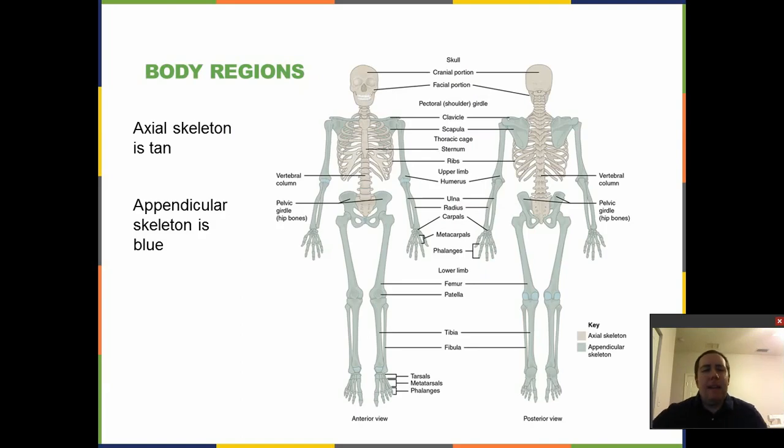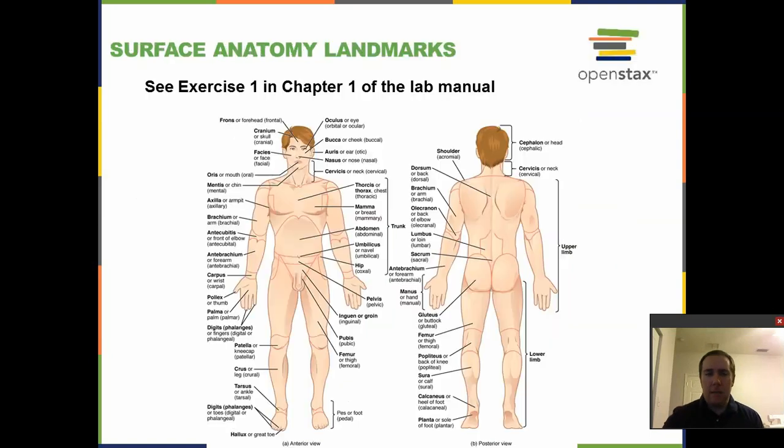Next is body regions. Okay, we have a lot of regions. Regions are just general areas of the body. Somebody before mentioned the face. The face is a region. It's an area. It is not a specific point. And so on this diagram, we see the facial region. And the facial region is part of the skull region. They're general areas, not specific points.